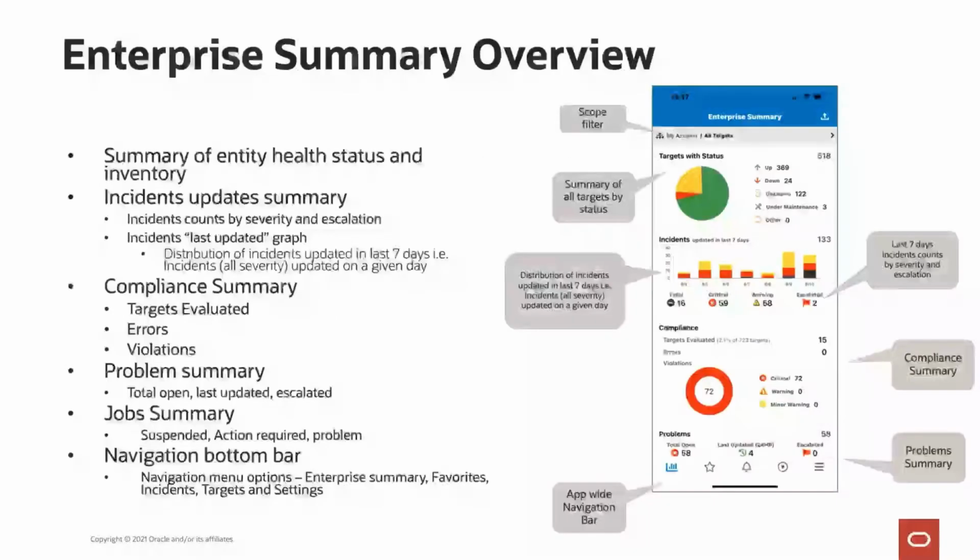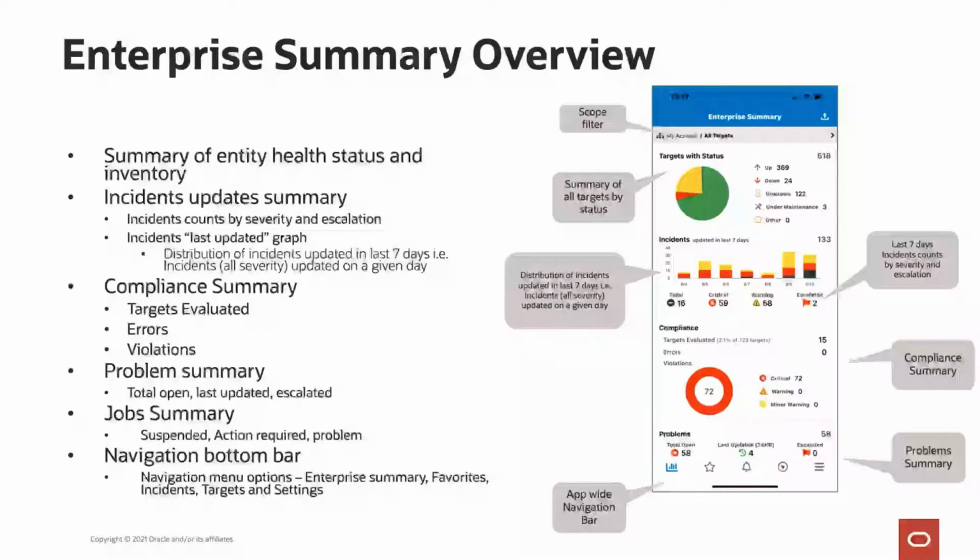All right, coming to the enterprise summary page. We'll show this live. Essentially, this is the overview of all the key capabilities or key features that EM offers: overall inventory of targets by status, incident details, all the categories of incidents. One new view we added in the mobile app is that you are not only able to see all the incidents by category, but we also show you the incident distribution over a period of 7 days.